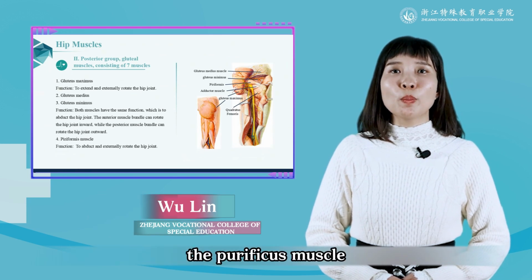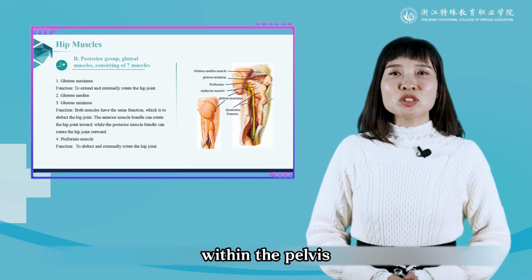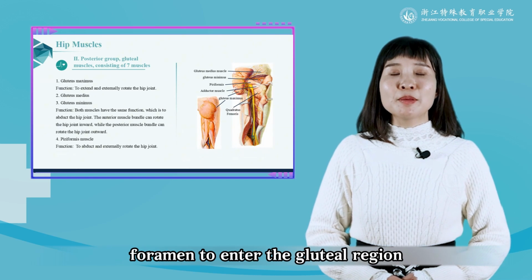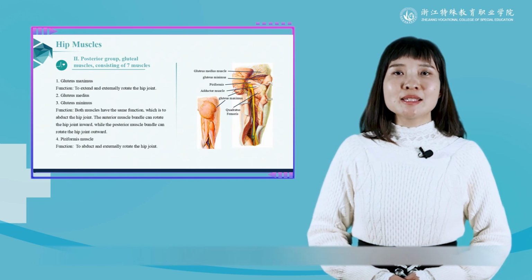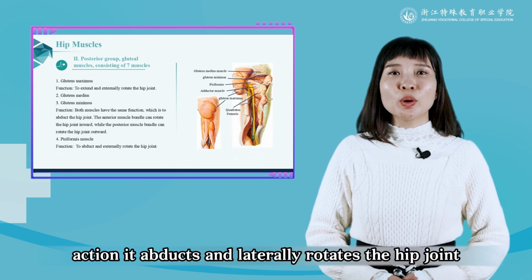4. The piriformis muscle originates from the anterior surface of the sacrum within the pelvis. Its fibers pass laterally through the greater sciatic foramen to enter the gluteal region. It inserts onto the greater trochanter of the femur. Action: it abducts and laterally rotates the hip joint.